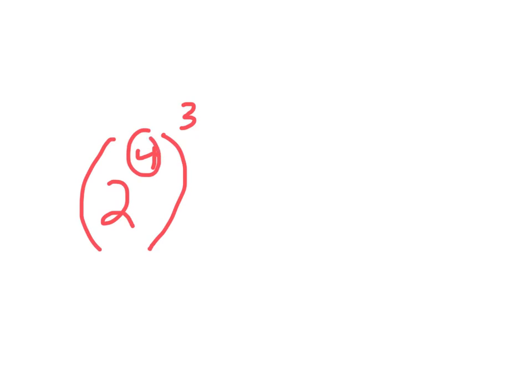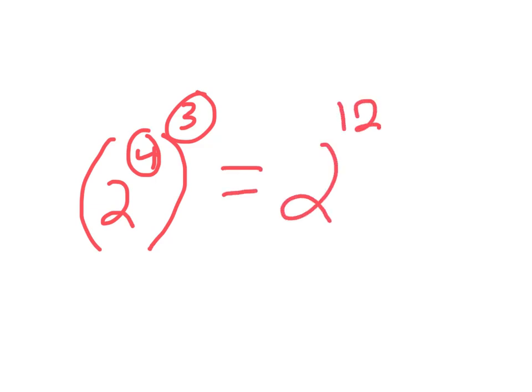Okay, for our second problem, we have 2 to the 4th power, in parentheses, to the 3rd. So, in this, we come across the decision again to either multiply or add this number and this number. In this situation, unlike the first, you would end up multiplying them. So, this would equal 2 to the 12th power.